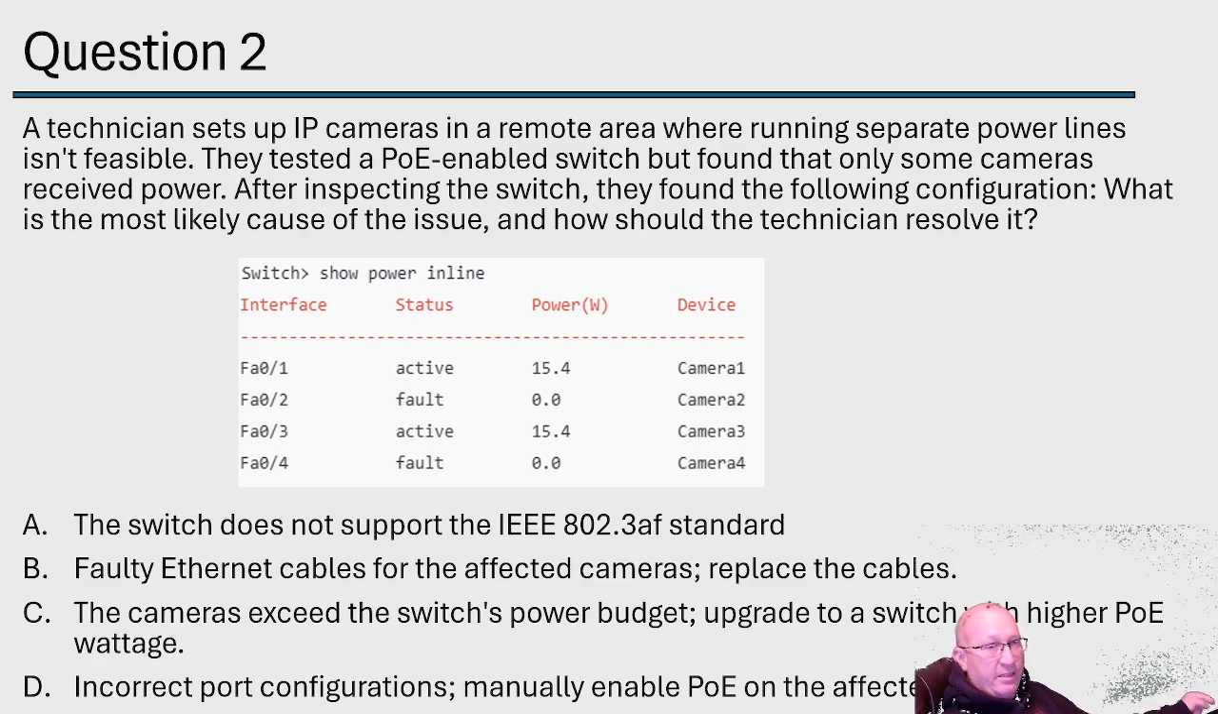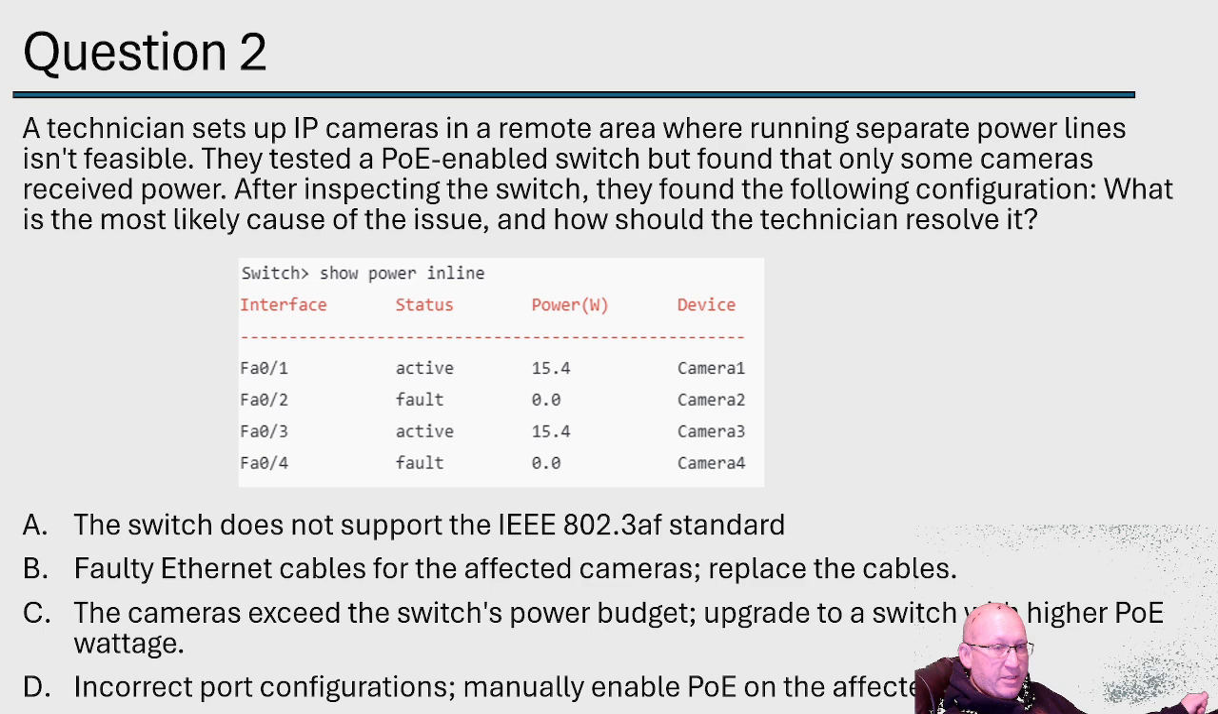Technician sets up IP cameras in a remote area where running separate power lines isn't feasible. They tested a PoE-enabled switch, but found that only some cameras received power. After inspecting the switch, they found the following configuration. What is the most likely cause of the issue, and how should the technician resolve it? And we have this little graph here. So I'll give you a few seconds to figure out this one as we go through.